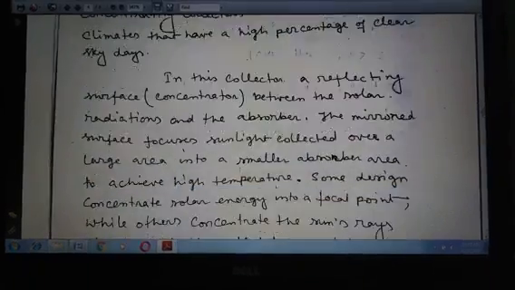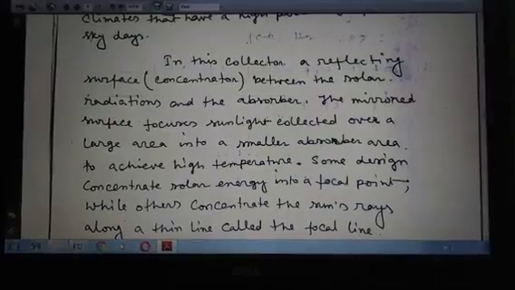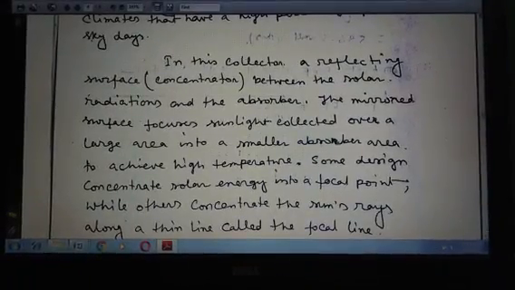So in this collector, there is a reflecting surface between the solar radiation and the absorber. The mirrored surface focuses the sunlight collected over a large area into a small absorber area to achieve high temperature. Some designs concentrate the solar energy into a focusing point, while others concentrate the sun rays along a thin line called the focal line.